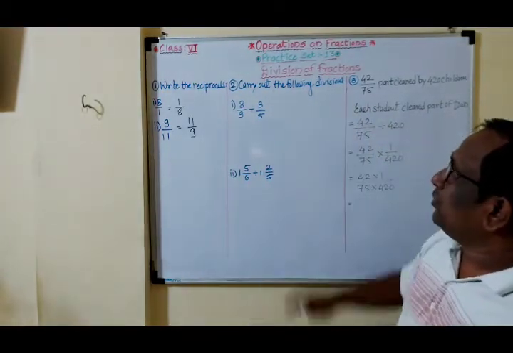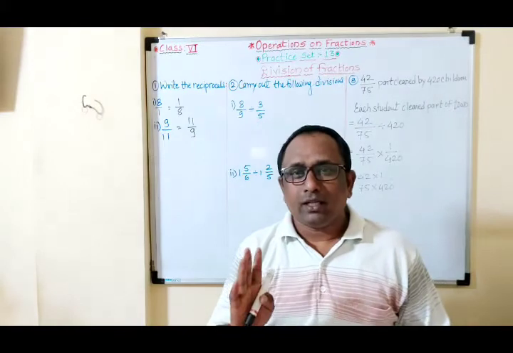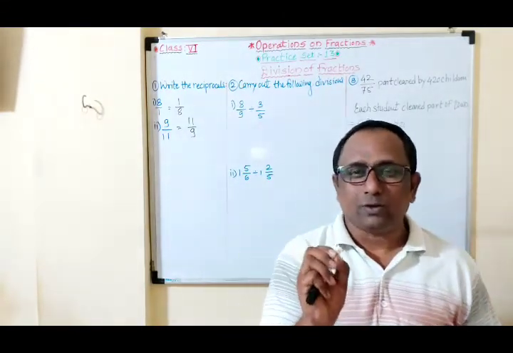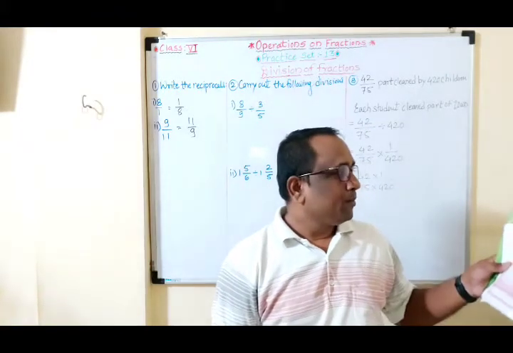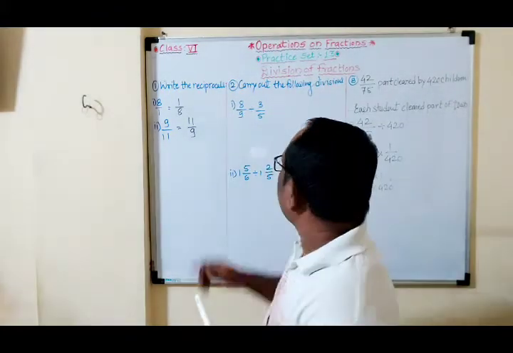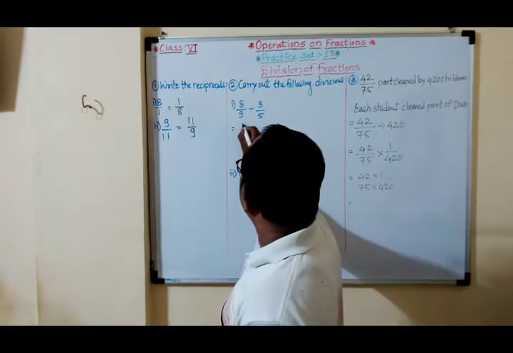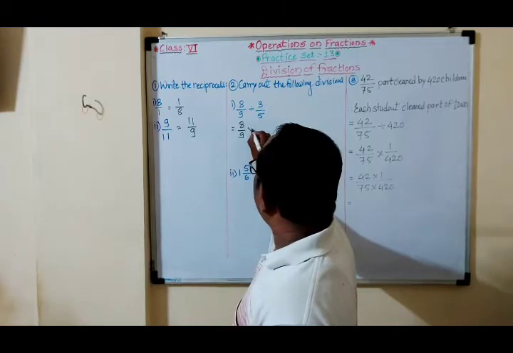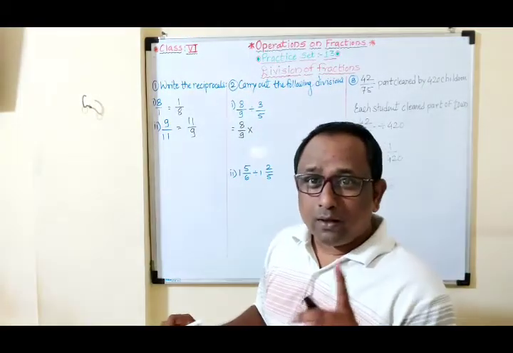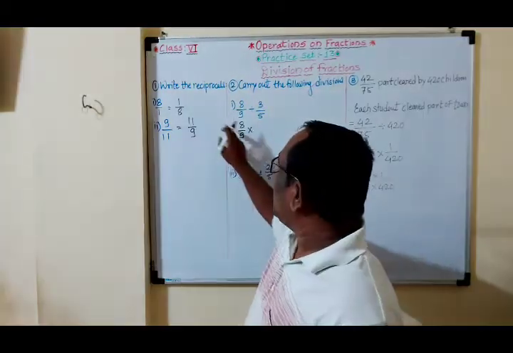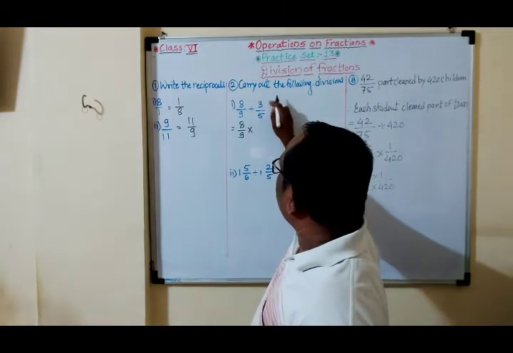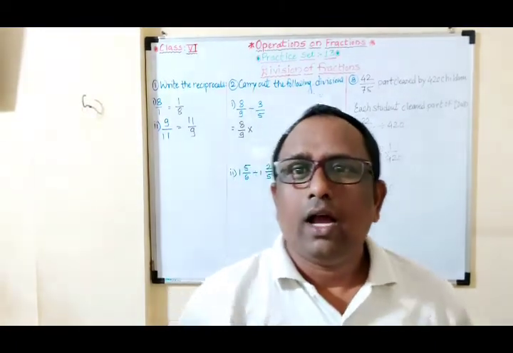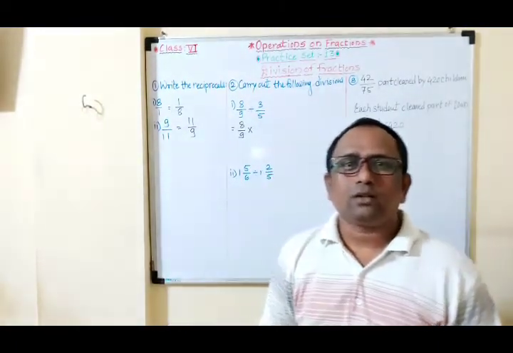Now carry out the following division. Multiplication is very simple. Division is also very simple, just a little bit of a twist, a little bit of change there. What we have to do? When solving this, I wrote this one. First write 8 upon 9. Give a multiplication sign. Why? That's because the reciprocal is here, and you have to write the reciprocal of the second fraction. And as we multiply, do the same way.